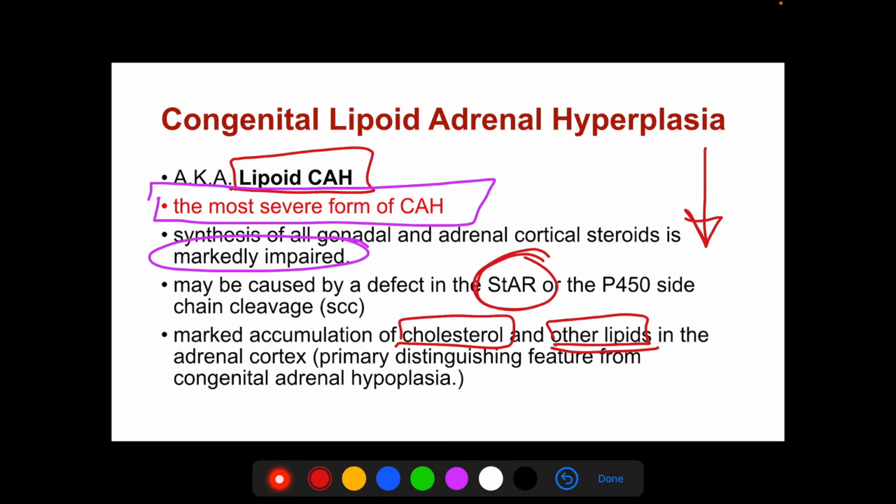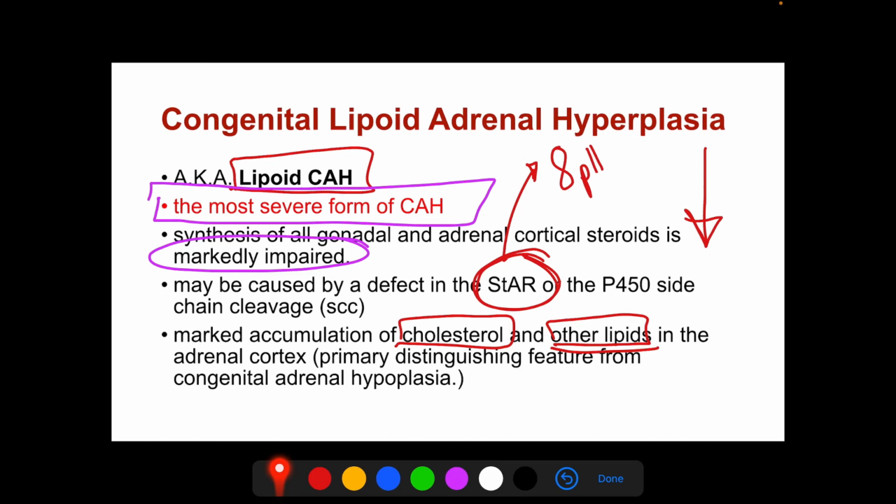So remember this STAR. This is the one that controls the rate-limiting step in the steroidogenic pathway, and it's the one that is responsible for the shuttling of cholesterol from the outer to the inner mitochondrial membrane. And this one is located on chromosome 8p11. Okay, and also in lipoid CAH, there is a marked accumulation of cholesterol and other lipids in the adrenal cortex. This marked accumulation of cholesterol is the primary distinguishing feature from other CAH.